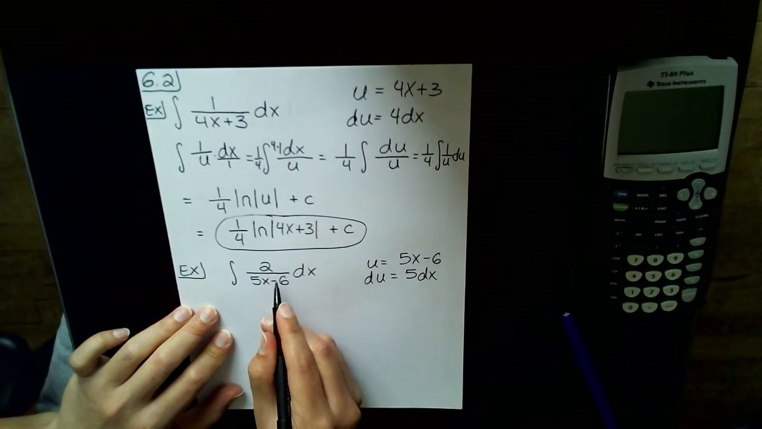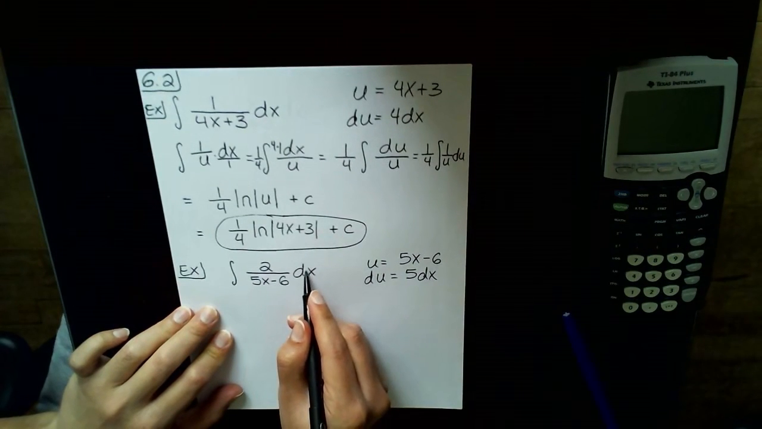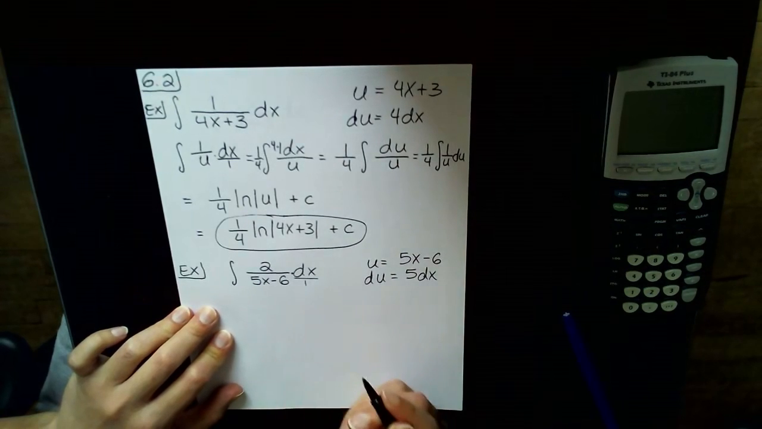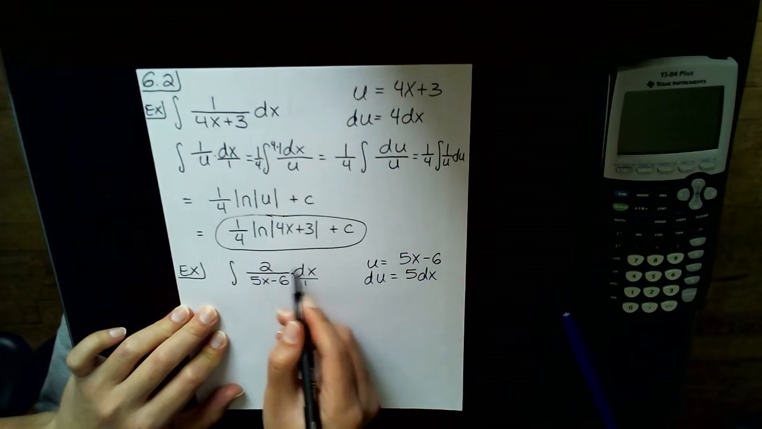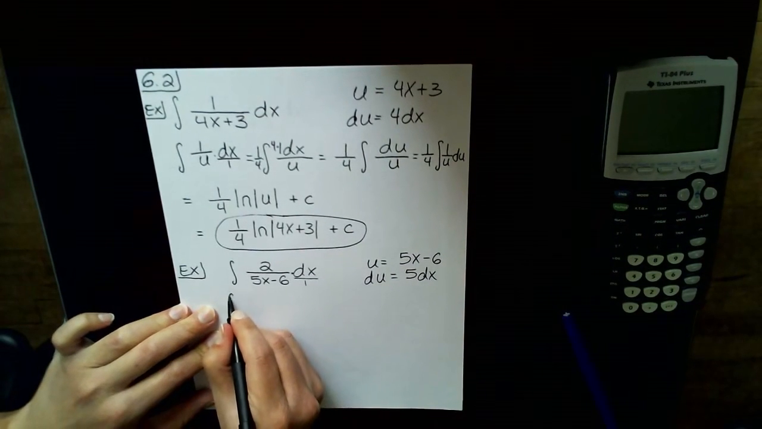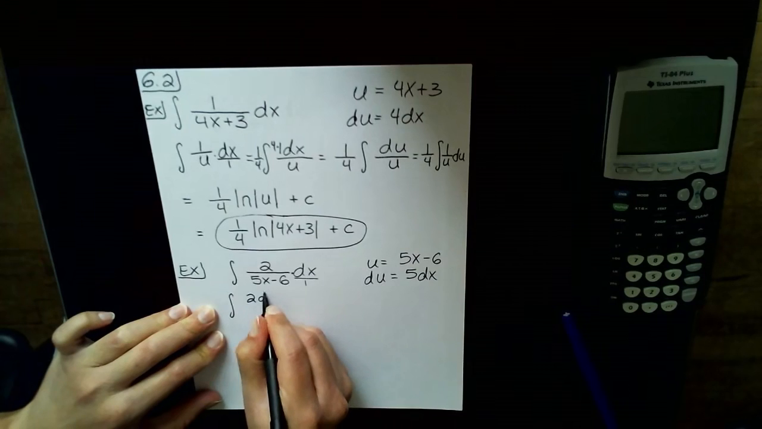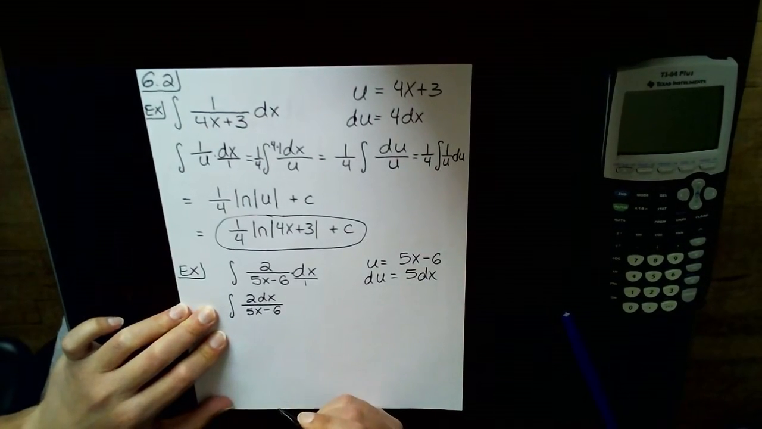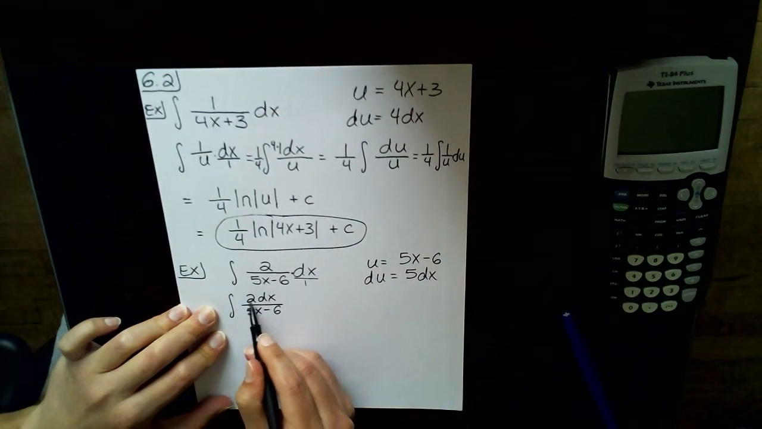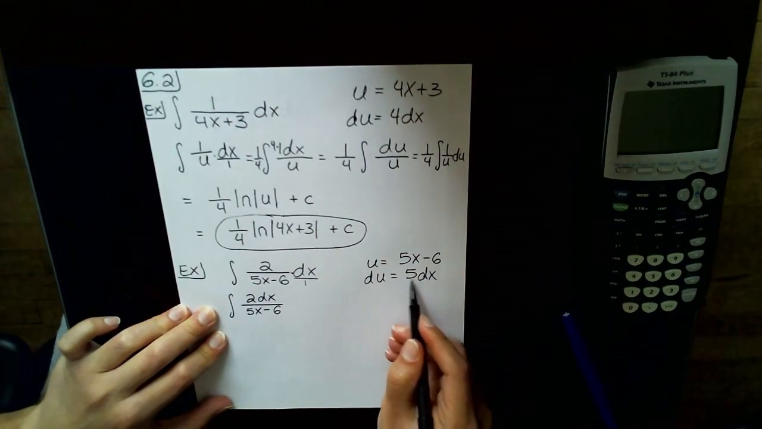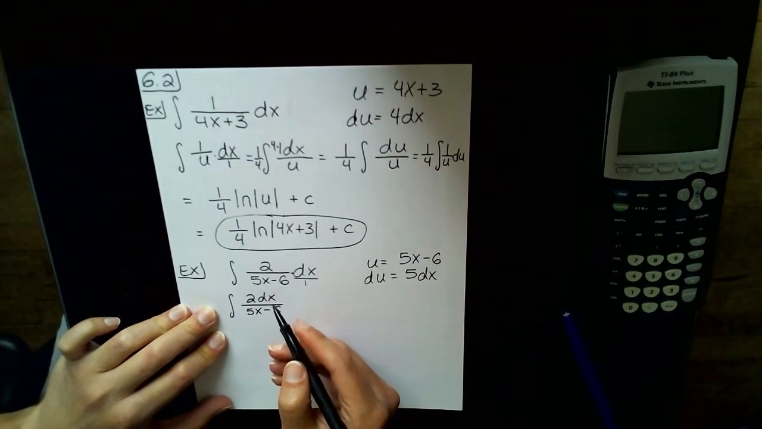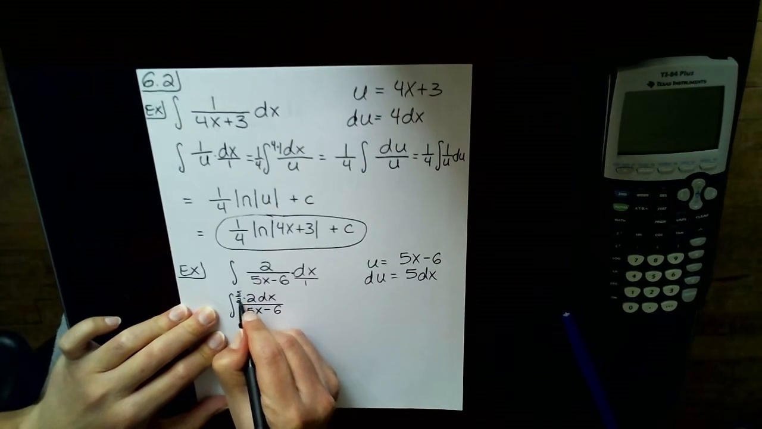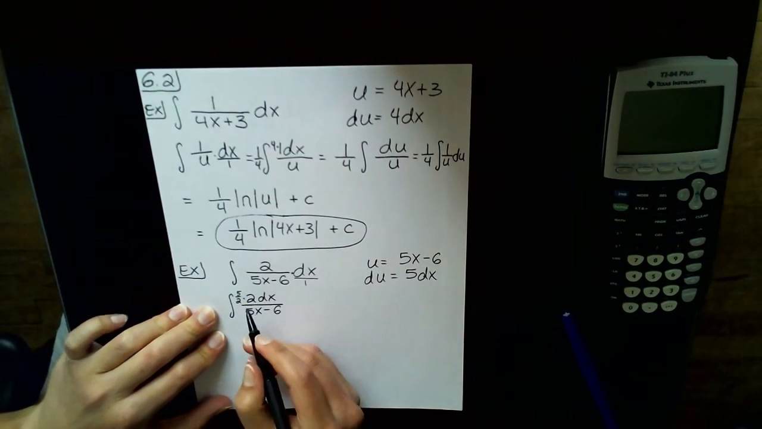So going to this problem, if we were to move this dx to the numerator, or in other words, multiply by dx over 1, which would put the dx into the numerator, we'd get the integral of 2 dx over 5x minus 6. We don't need 2 dx though, we need 5 dx. So how can we get that? Well, we'll multiply by 5 over 2 on the inside of the problem.